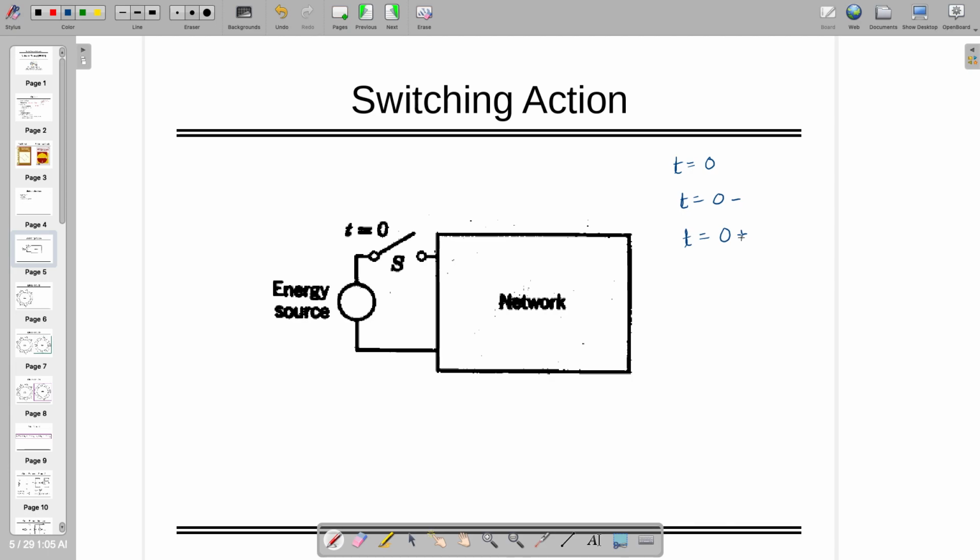T equal to 0, T equal to 0. Okay, just after 0. These are the different time instances after which the network or whatever elements are there are working. So at T equal to 0 minus, the switch is off, but at T equal to 0 plus, the switch is on, and you are looking at the response of the output. When I say response, it might be any kind of response, frequency or transient.